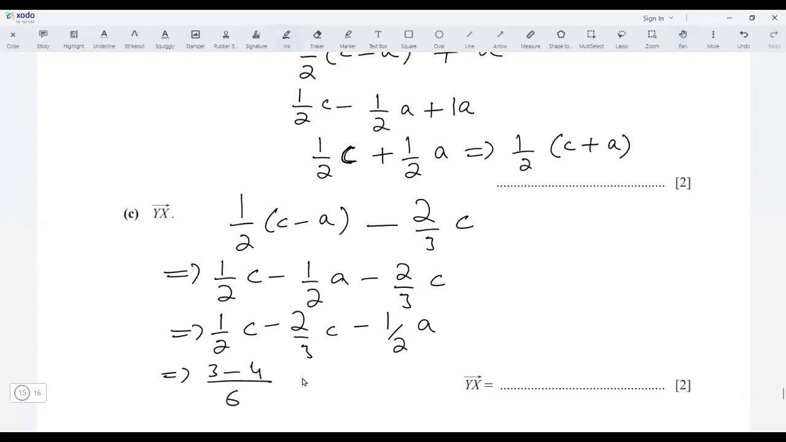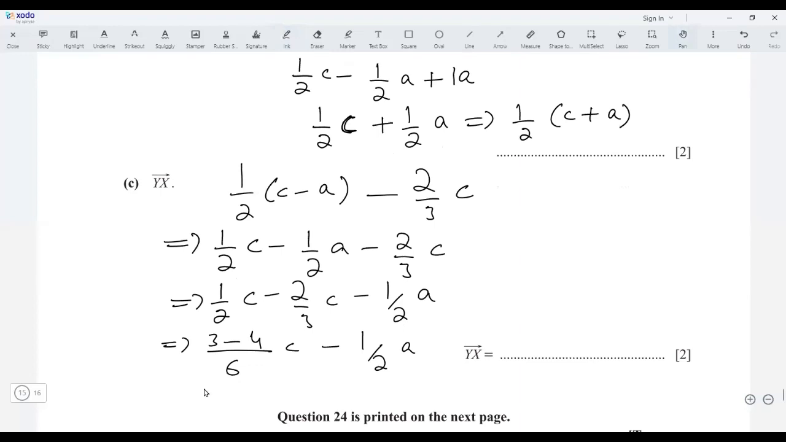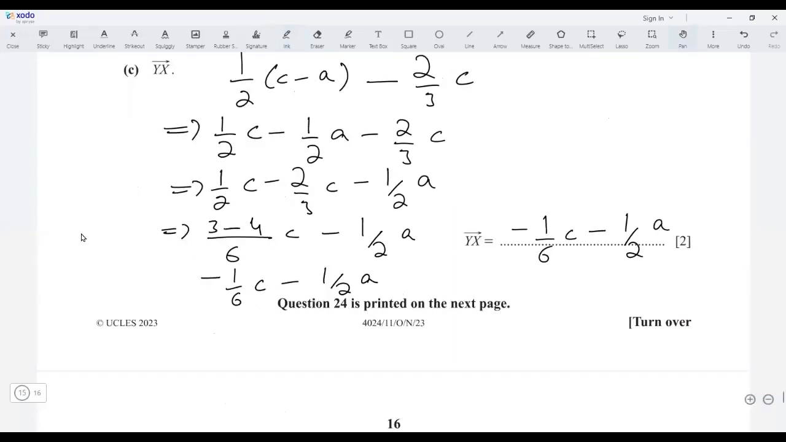So 2 times 2 is 4, and minus 1/2 A. So 3 minus 4 is minus 1 over 6 C minus 1/2 A. This is the final result: minus 1/6 C minus 1/2 A. This is the final result for part C of question number 23.